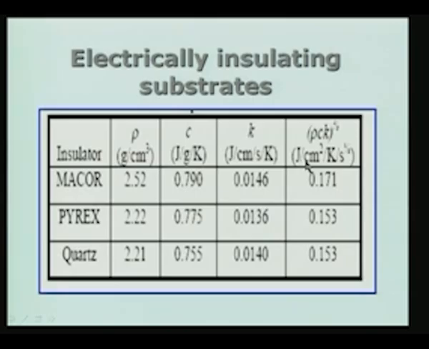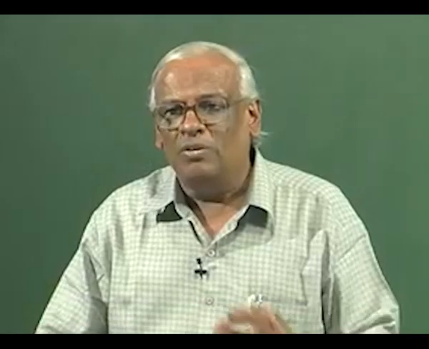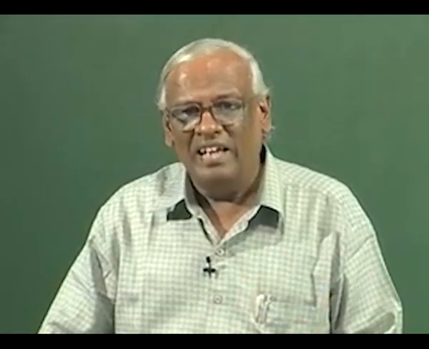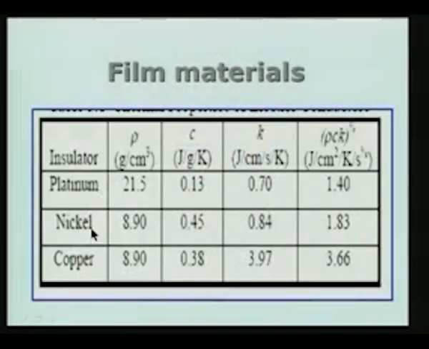If one wants, you can convert these to SI units, joules per centimeter squared per Kelvin per centimeter to the second to the power half. Okay. So, just notice what are the values we have in this last column: 0.171, 0.153, 0.153. These are the range of values which are required for the substrate. And if I look at the film material like platinum, see the value, it is 1.4. So, there is almost a 10 times difference in the value of the rho Ck product. I have given platinum, nickel and copper.